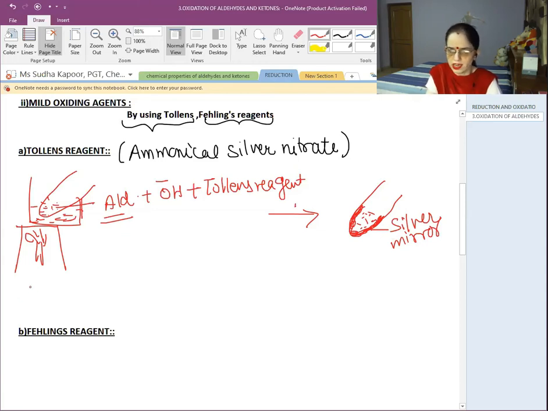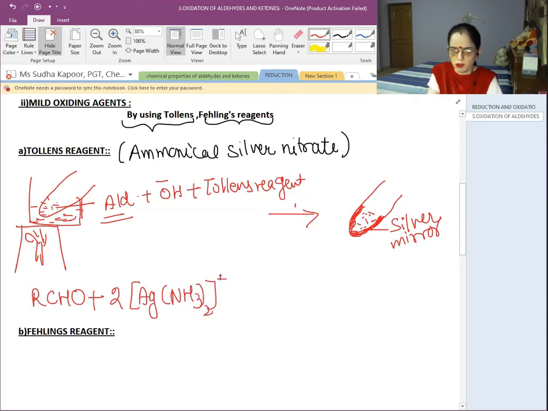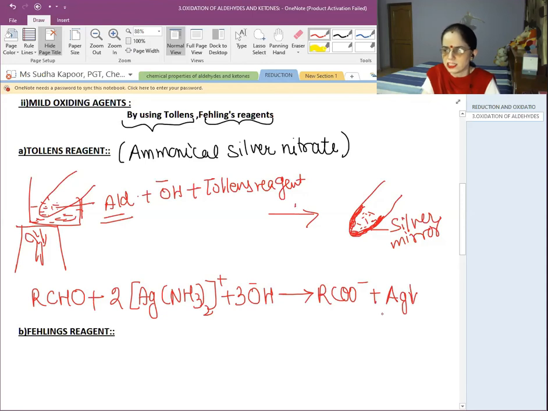So the reaction that takes place is RCHO, the aldehyde, reacting with ammoniacal silver nitrate, whose formula is [Ag(NH3)2]+, along with a small amount of base. We will be getting the product as the carboxylate ion along with a silver mirror. A precipitate of silver is obtained. This is the silver mirror test, with the formation of water and ammonia.